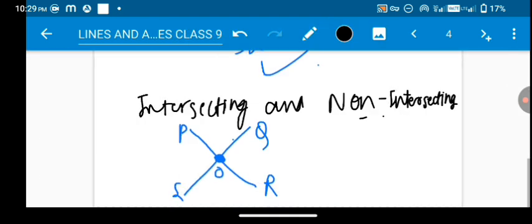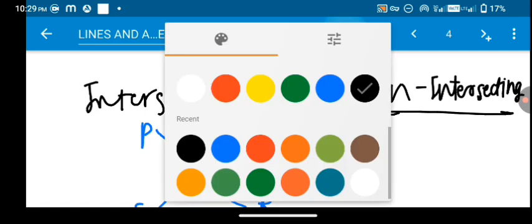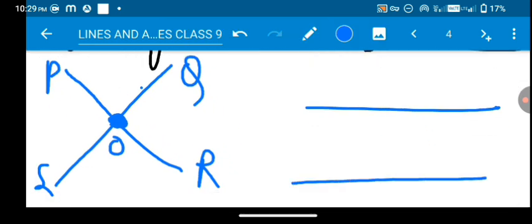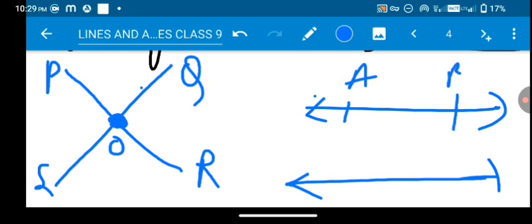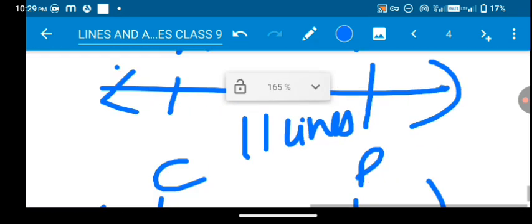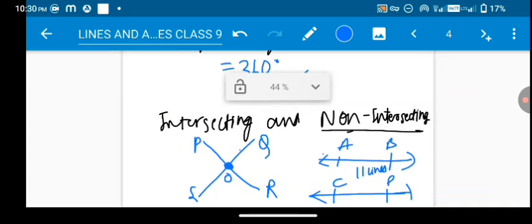And suppose I have made this, what are non-intersecting? Non-intersecting can be parallel lines which can never meet. Suppose I have made this. These are parallel lines. Parallel lines are the example of non-intersecting lines.